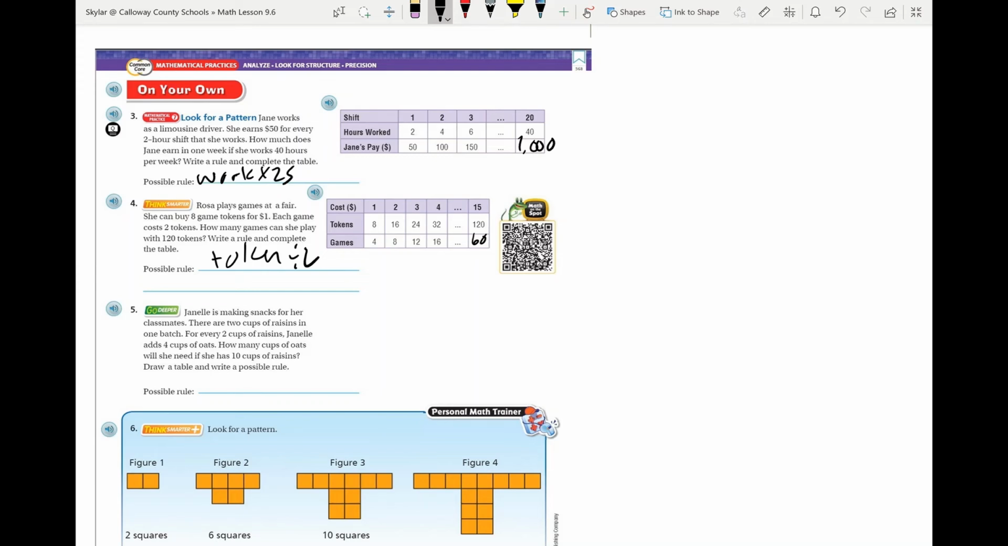It says when you have 8 tokens, you're going to be playing 2 games. Well, what do I do to 8 to make it a 4? You either divide it by 2, or you can change division to multiplication, flip the second number, token times 1/2. And either way you do it, divide 120 by 2 or multiply it by 1/2, you will get 60.